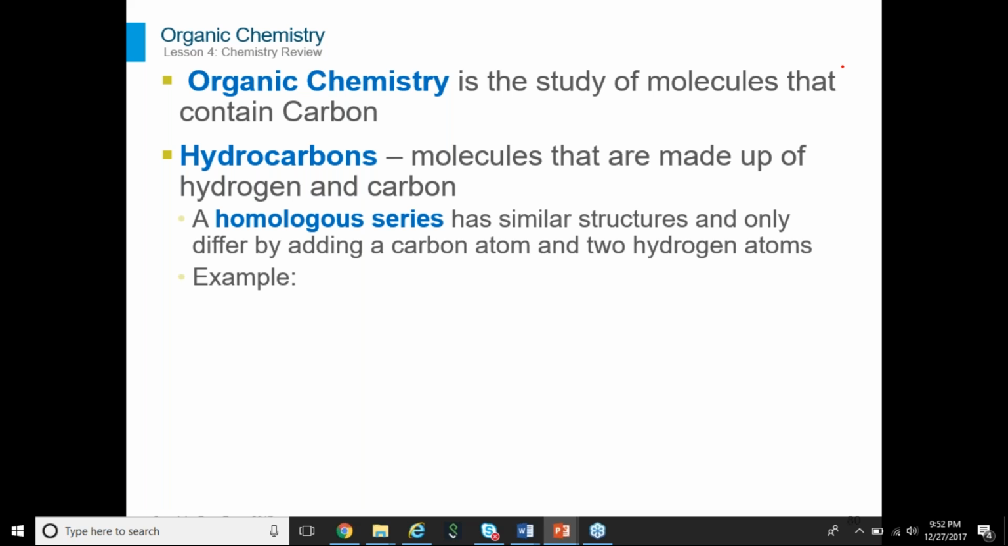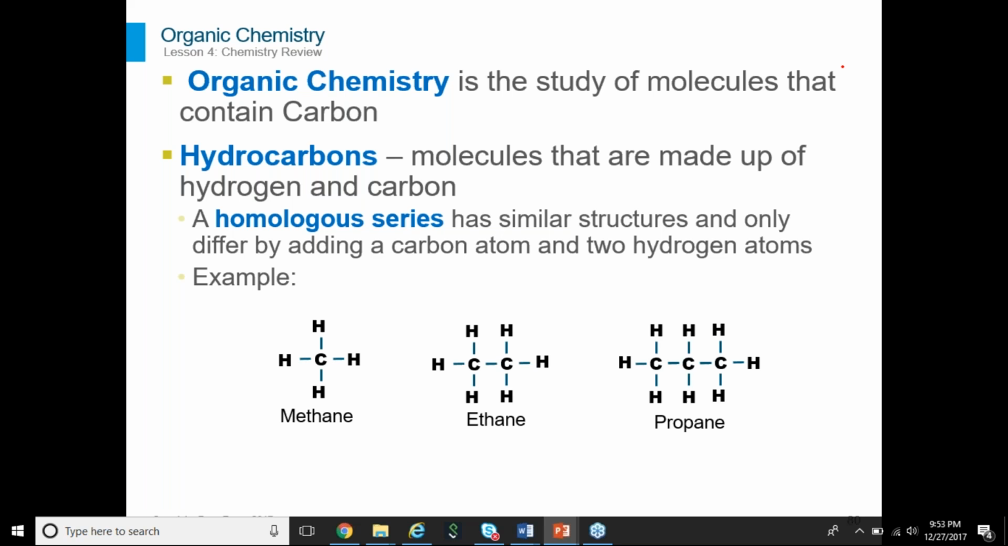And we're looking at the idea of a homologous series. This is when they have similar structures, where the molecules are all exactly the same, except they have a different number of carbon atoms and then hydrogen atoms associated with them. So for example, we have methane, ethane, and propane. These are a homologous series, and that series can continue to get bigger. But they're all the same except they just keep adding another carbon.